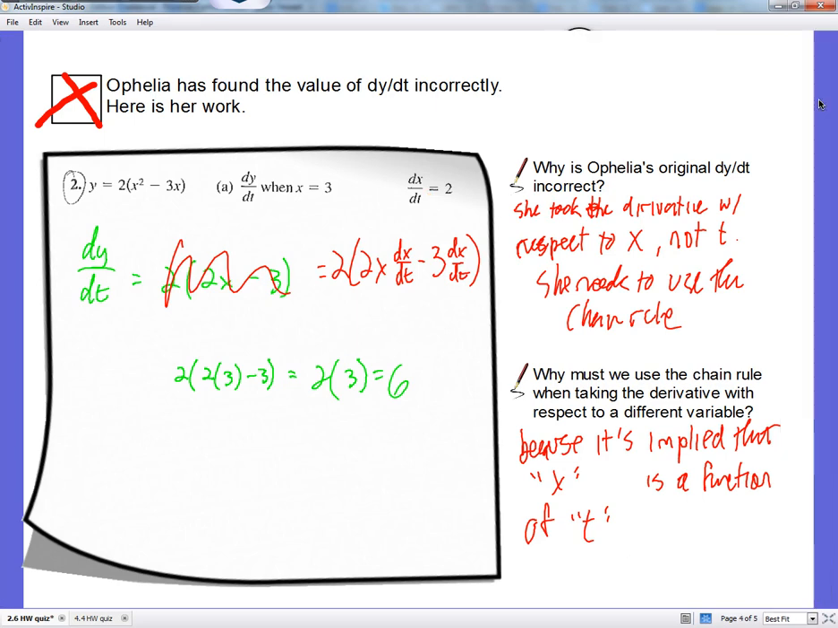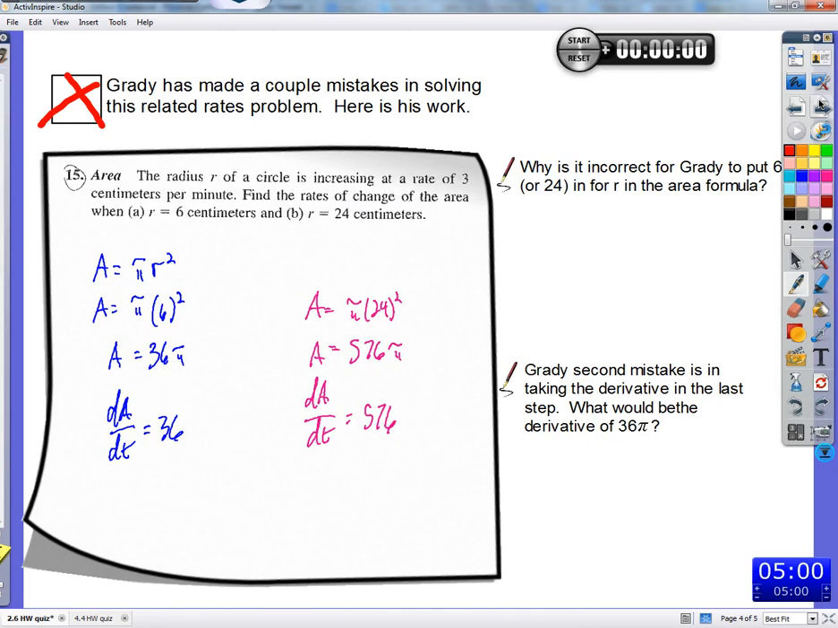Okay. So, if you're still confused, we'll work one-on-one and get that cleared up if that's still needed. Okay, so this person worked this problem incorrectly.